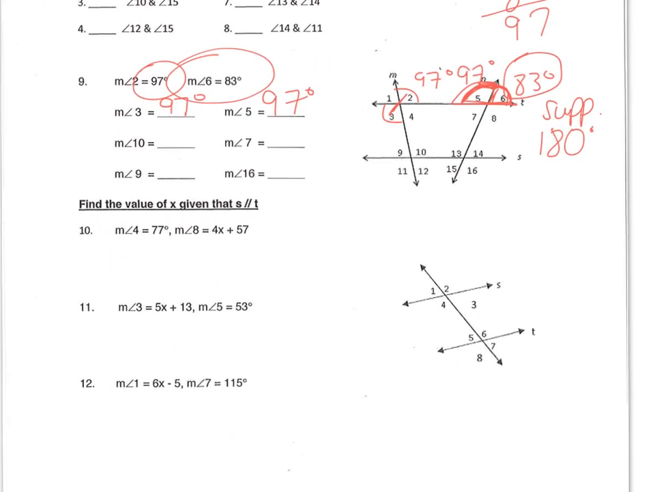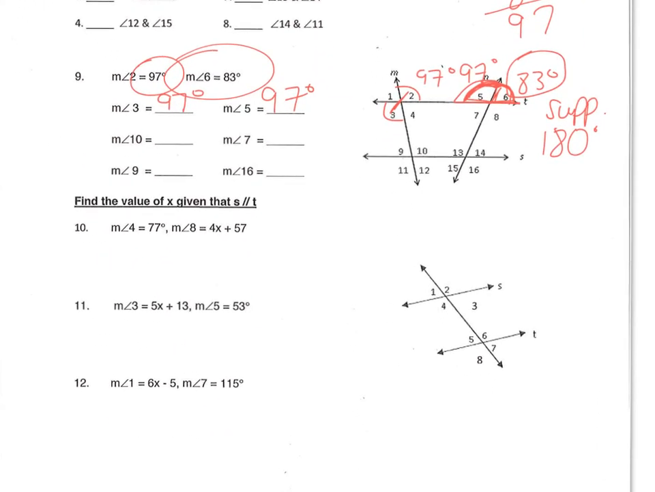I will do 10 for you, and then you will do the rest on your own. All right, so 10 says angle 4 is 77 degrees. And then angle 8 right here is 4x plus 57. I want to know x. Well, 4 and 8 are corresponding angles. Remember, if you slide them down, and we know corresponding angles are equal.